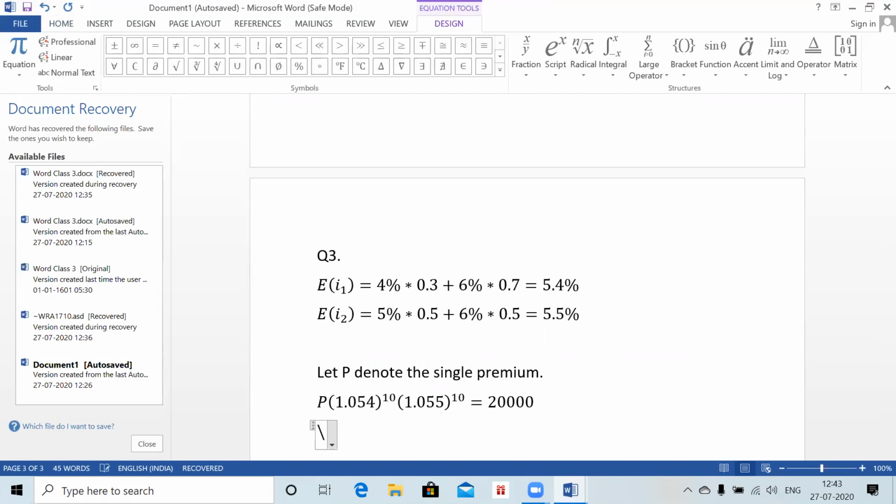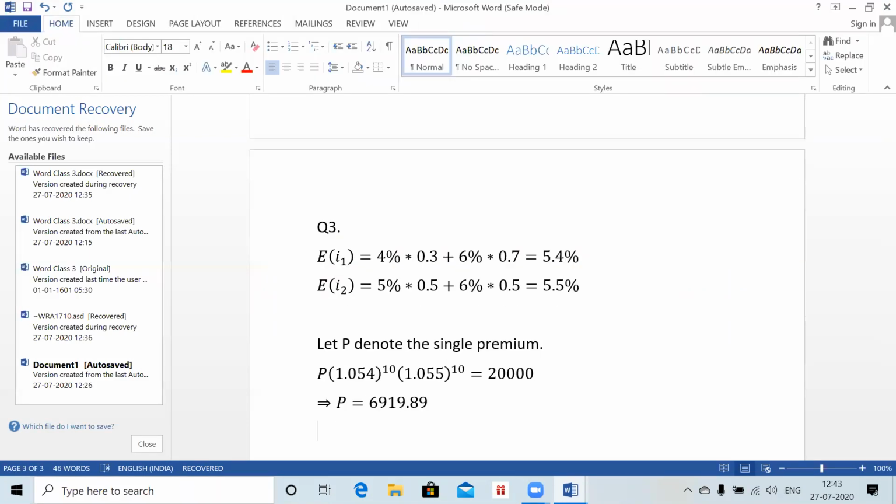So on solving this, we get the value of P equal to $6919.89. Done? Okay. Then part 2.